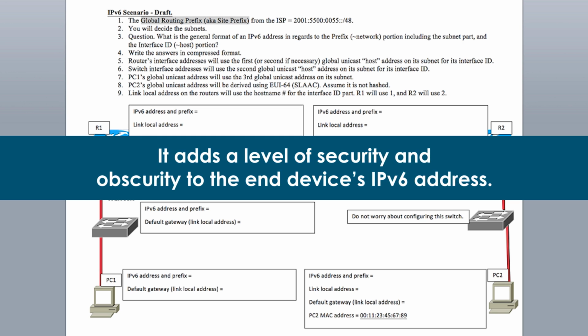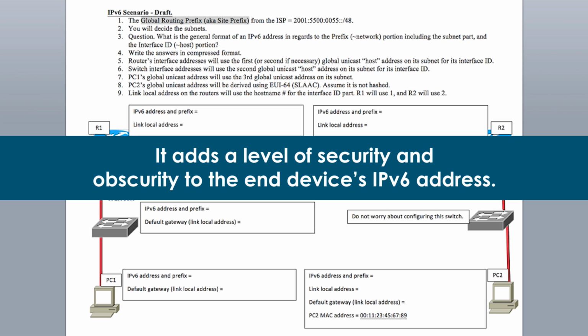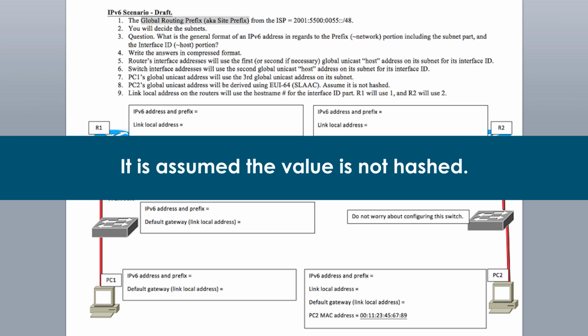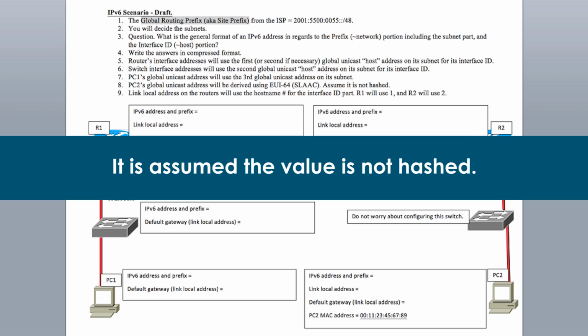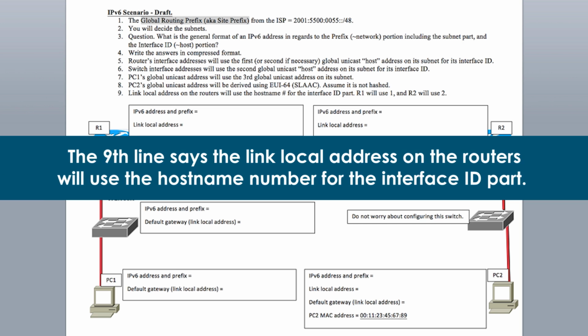With some of the newer operating systems, the interface ID part of the address is hashed. But again, for this scenario, it's assumed the value is not hashed. The current version of Packet Tracer does not hash the value. However, newer Windows versions most likely will.